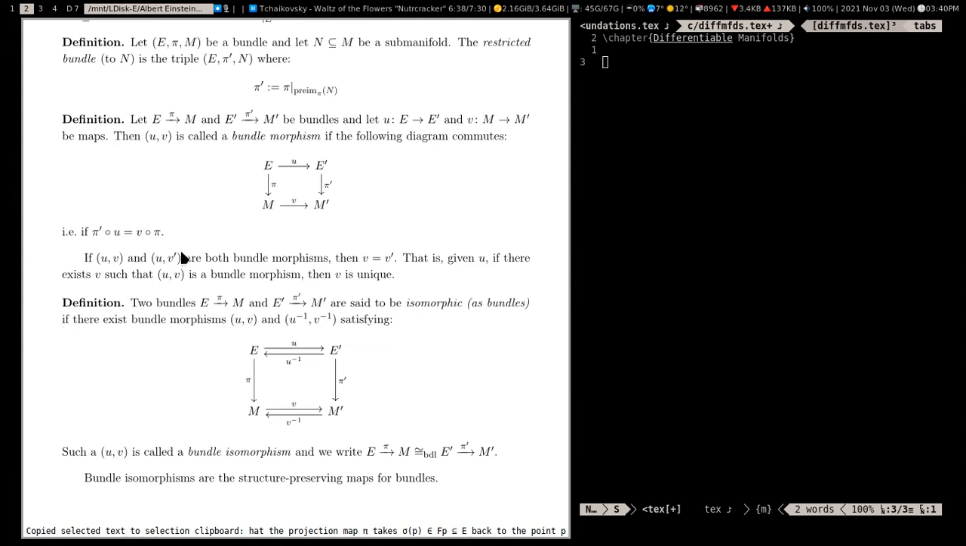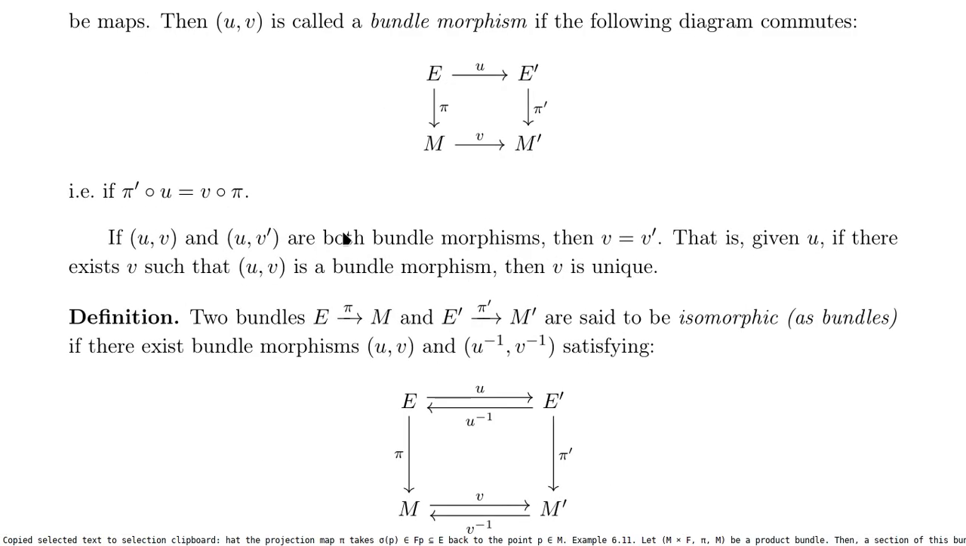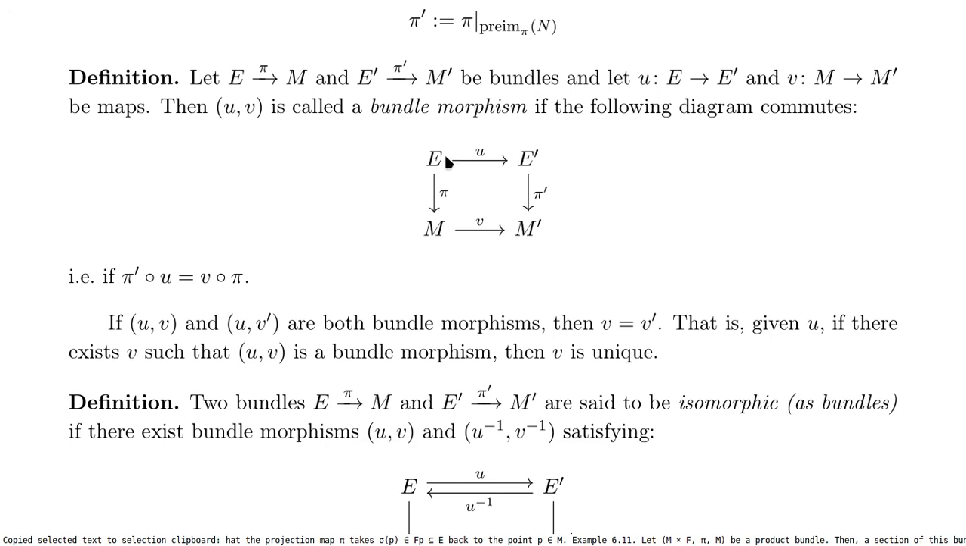So if I zoom, you should have this diagram where this one is a bundle, and this one is a bundle. You're going from here to here with U and here to here with V, and if you can make this whole diagram commute, that is, this holds, then the pair UV is called a bundle morphism. Right?